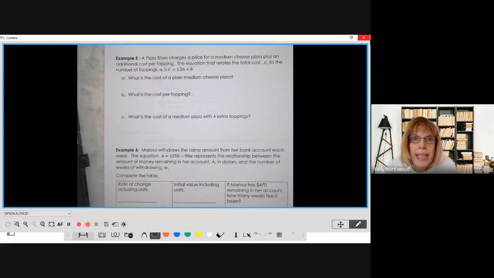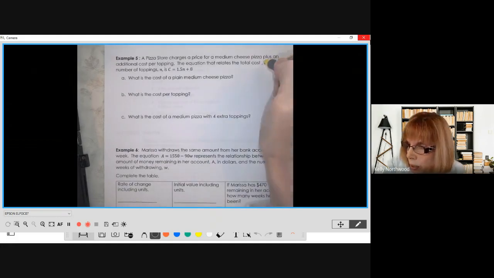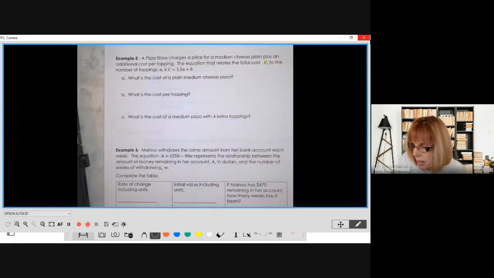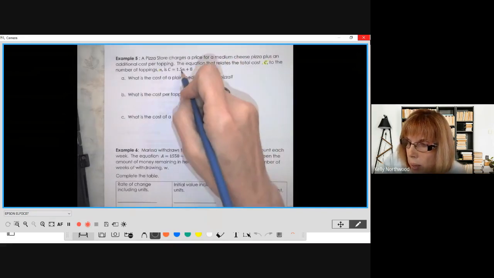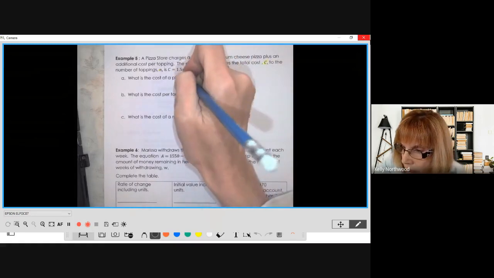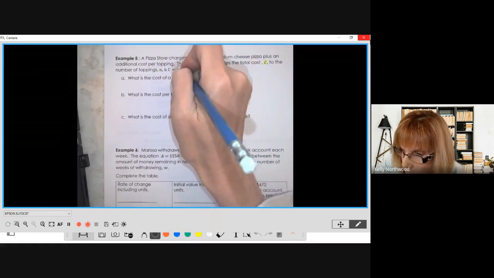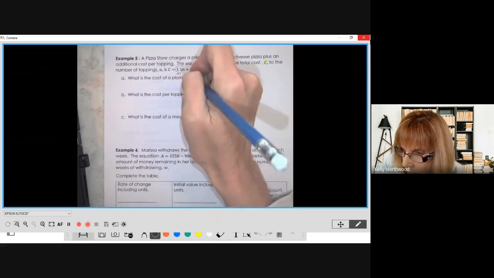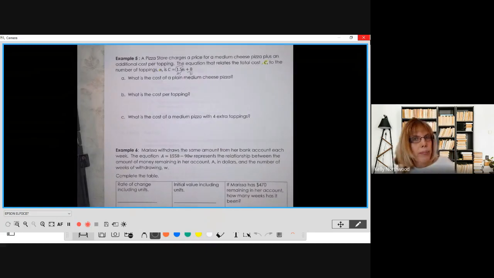Okay. So a pizza store charges a price for a medium cheese pizza plus an additional cost per topping. The equation that relates the total cost C to the number of toppings N is, and then it gives you this equation. Okay. So you have to know that the number in front of the variable, this number 1.5, represents M, and then the plain number on its own represents B, okay? Because it always follows that pattern, y equals mx plus b.